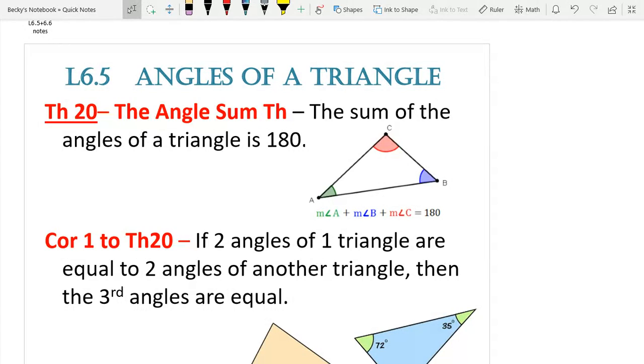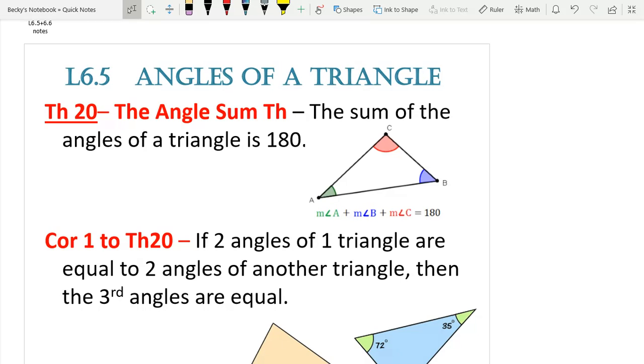All right, let's start right in. Theorem 20. The thing I don't understand about Theorem 20 is we talked about this at the beginning of the year, but it had a different name. It was called the triangle angle sum theorem. Now we're referencing the same thing again, but he kind of renamed it. It's called the angle sum theorem, and now there's a theorem number.